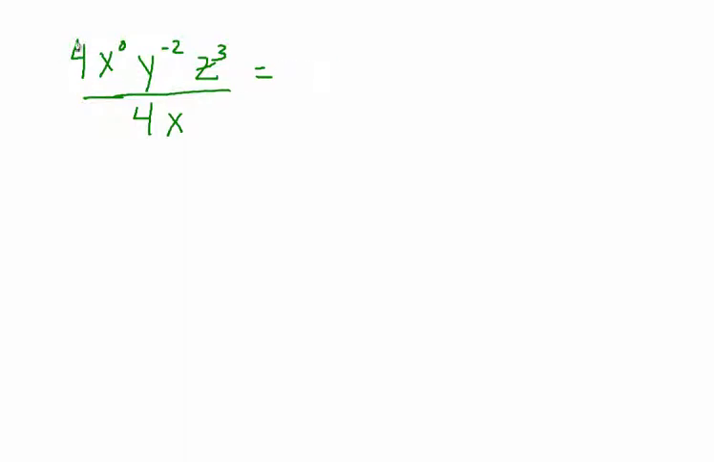Well, I know 4 divided by 4 is 1. Let's cancel those out immediately. X to the 0 is also 1, so I can ignore that. This is x to the 1 in the denominator. I can leave it there. The only thing now that needs to be moved is y squared, y to the negative 2, because it's a negative exponent. So I can leave my x in the denominator and pull down the y squared.